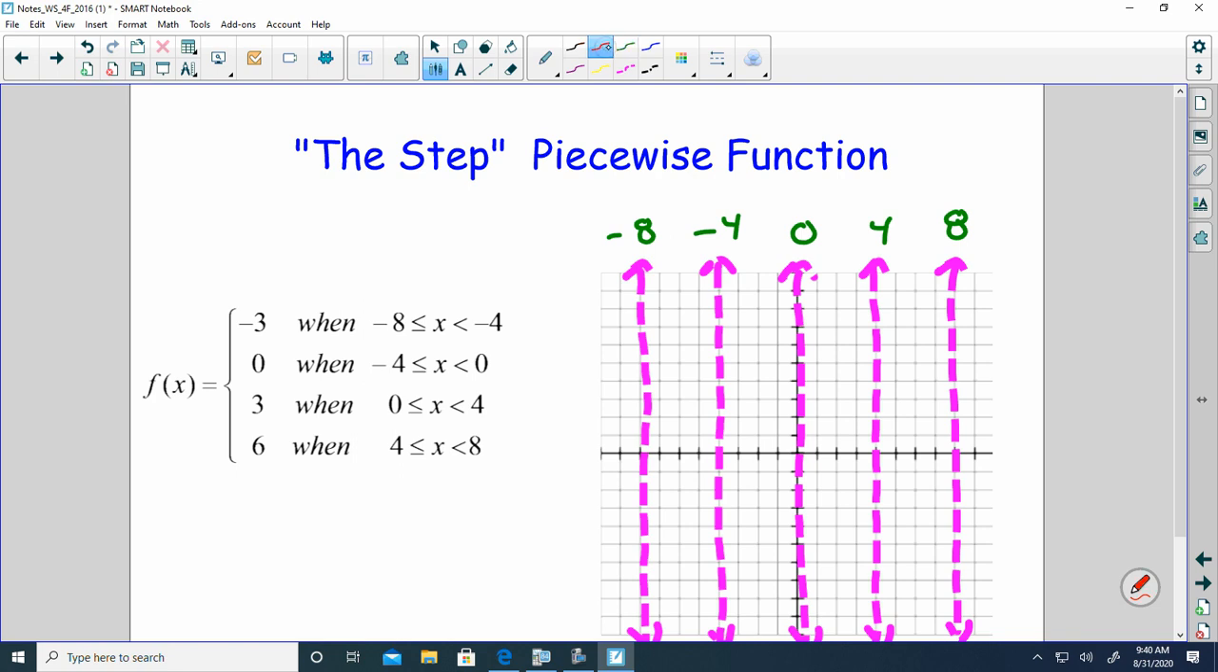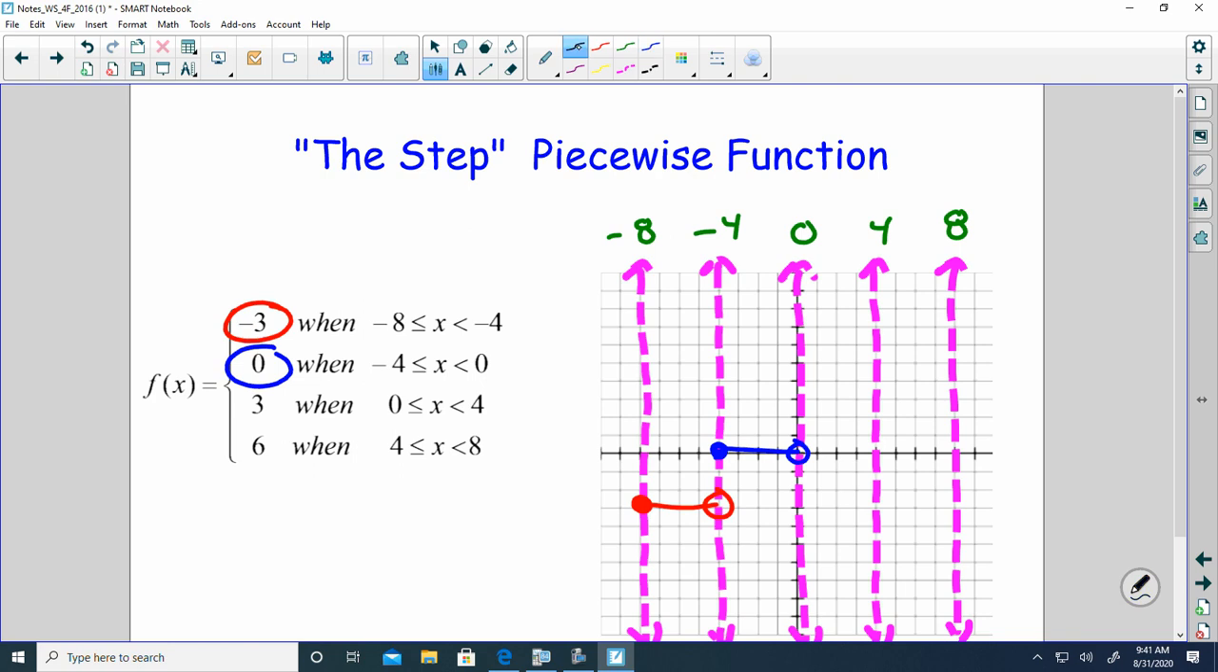Okay, so let's go ahead and graph this one. It's a horizontal line at -3. So down here, -3, 1, 2, 3. We have a solid dot at the 8. We have an open dot at the 4. Okay, and then the next one, we're going to grab 0. So that's going to go between -4 and 0. It's going to have a solid dot here and an open dot at the 0.